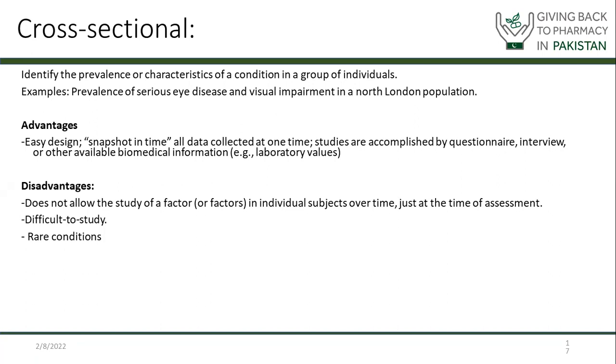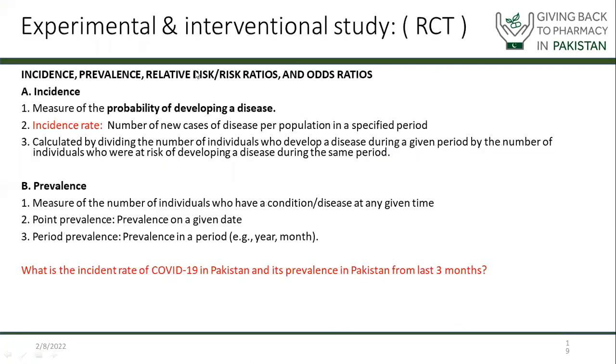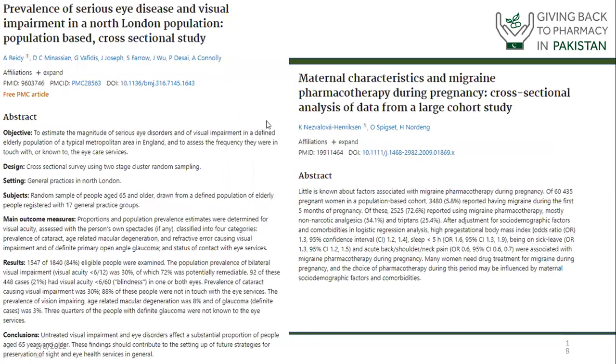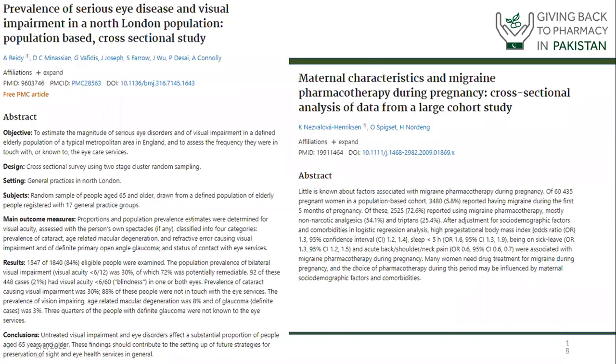Disadvantages: it does not allow you to study a factor in an individual over time, just at the time of assessment. It is difficult to study rare conditions, which are very difficult to find, because for non-rare conditions it's very easy. So here you can see the example, the prevalence of impairment in this population-based cross-sectional study. We also have maternal characteristics and immigrant pharmacotherapy during pregnancy, a cross-sectional analysis of data.